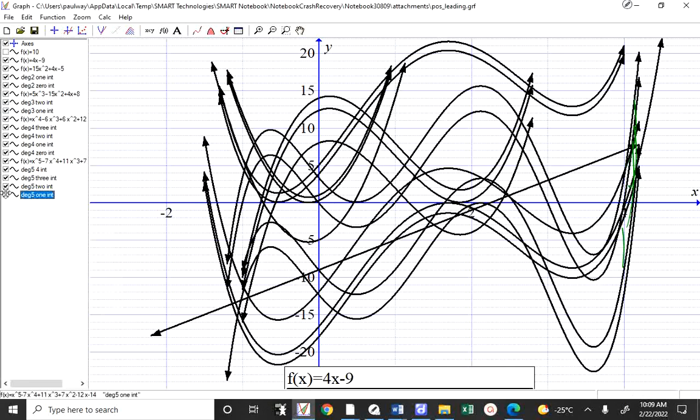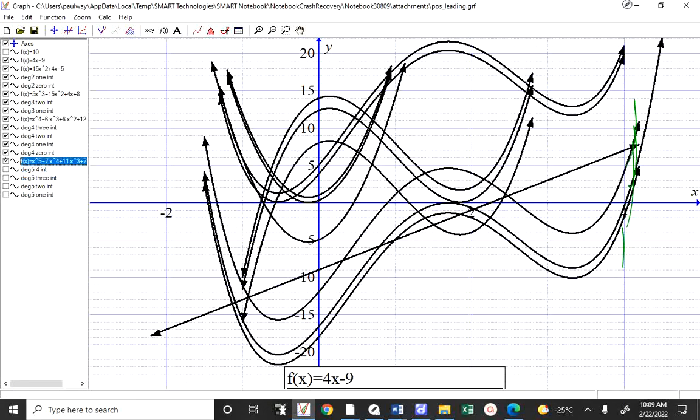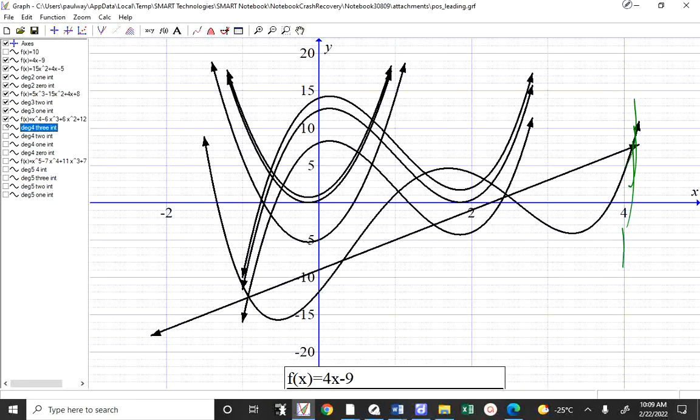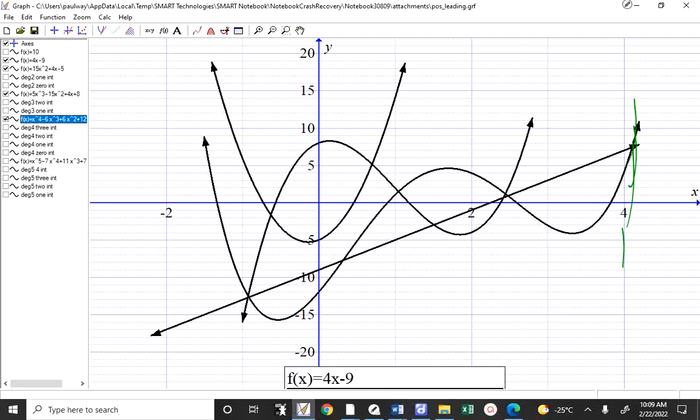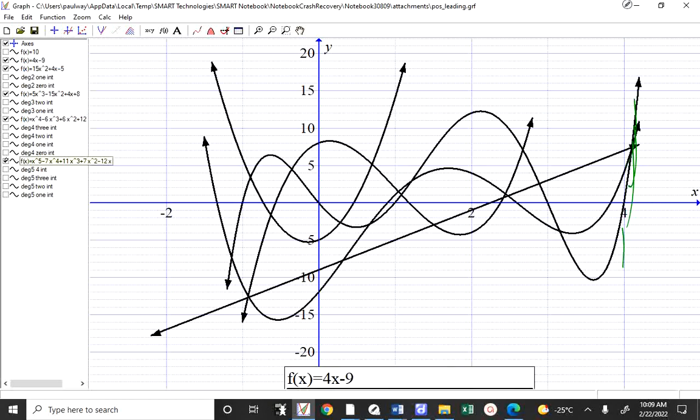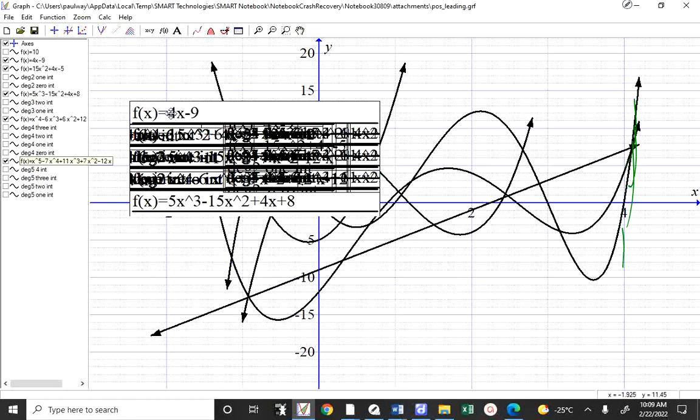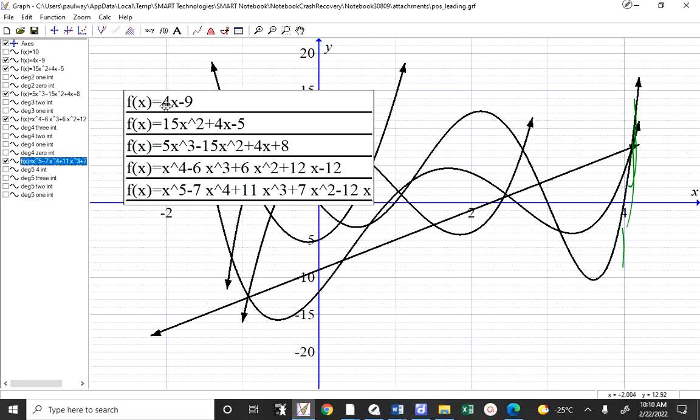I'm going to turn these off now and just show you some of them. I'm going to show you the following. What do all of these equations have in common? And the answer is the leading coefficient is positive.